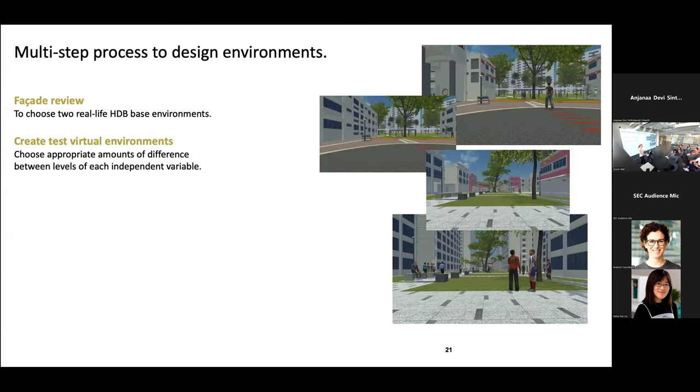Then after we had chosen the environments, we created virtual versions of them, varying the number of floors and the number of people, and then creating a bad facade version of them. Creating a bad facade is pretty easy. You just do something very simple that is not transparent and doesn't have any variation. So that was quite easy to do.